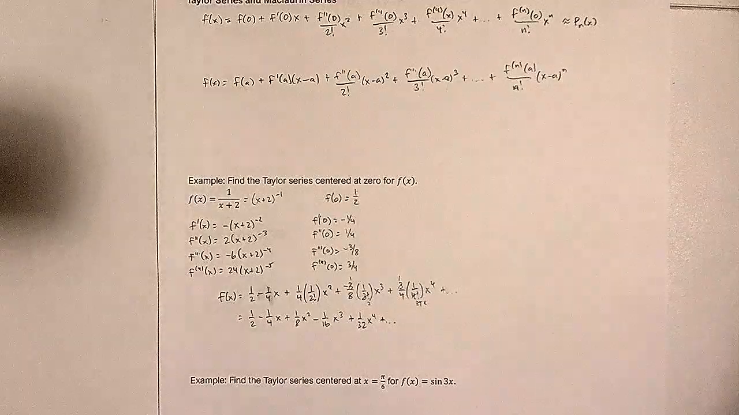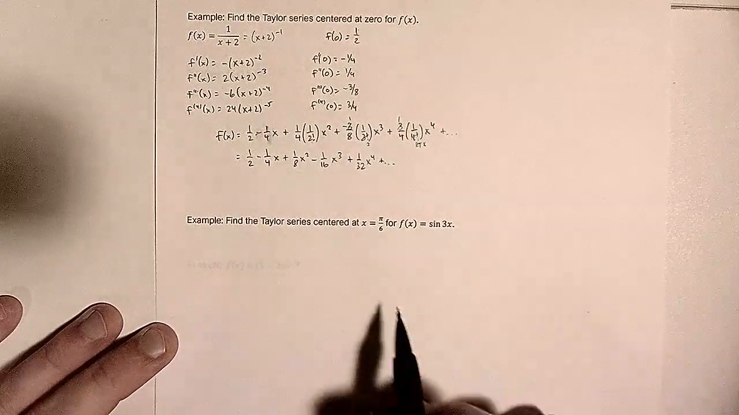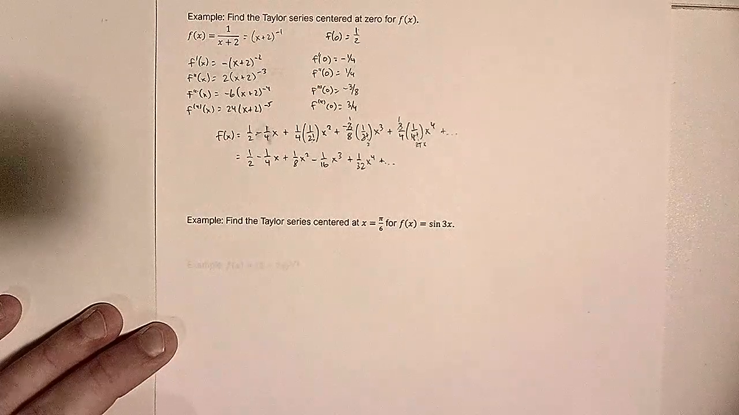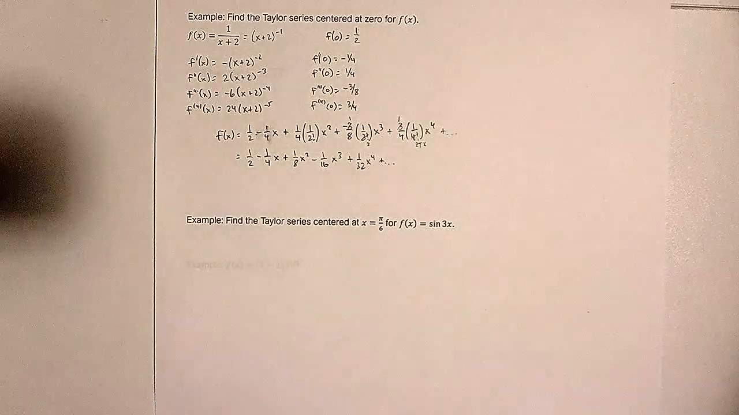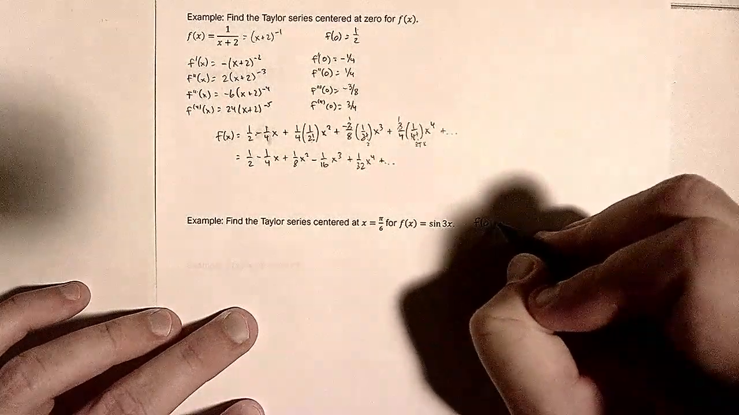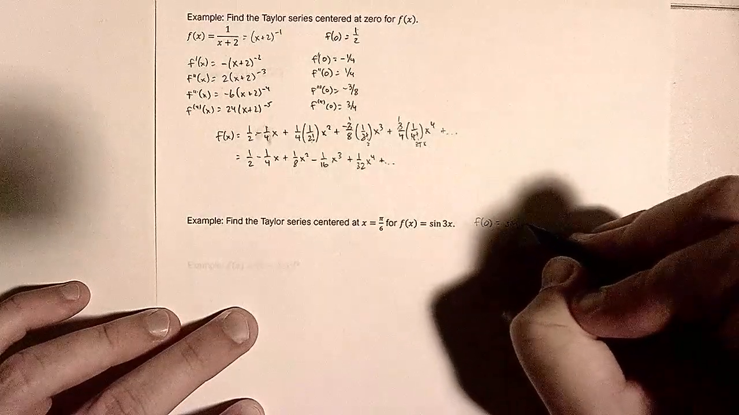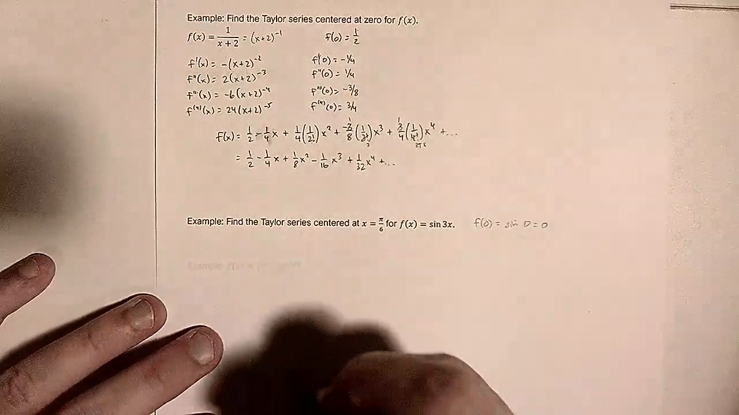So what happens if we're not centered at 0? Let's look at this example where f of x is equal to sine of 3x, and we're at x equals pi over 6. Well, just like before, we need to find f of 0 first. And so sine of 3 times 0 is 0, which the sine of 0 is 0.